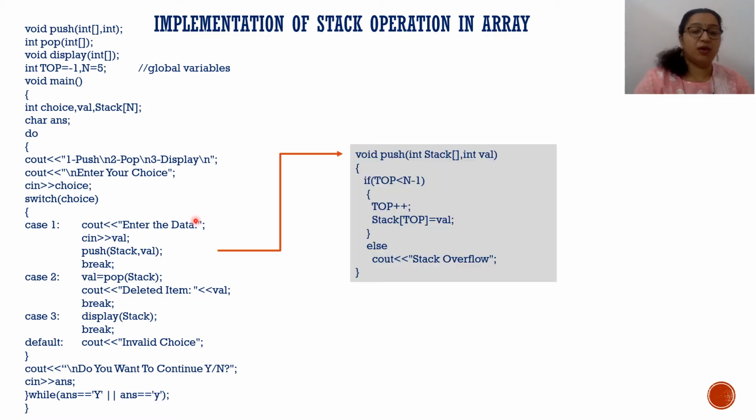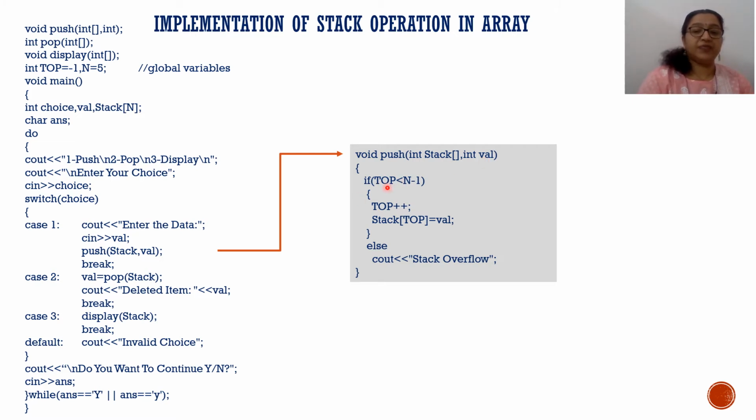Okay, now see the function here. This stack array will move to here. See, I gave the same name, stack. See, at the function formal parameter in the header we are defining it like this: int stack empty square bracket. That means stack is an array. Then comma, int val. Here also I used the same variable name for the second argument.